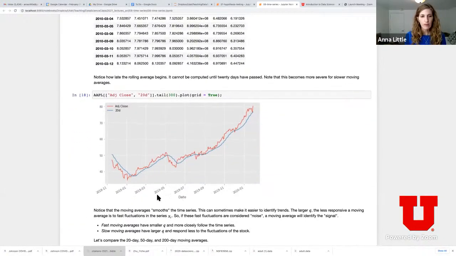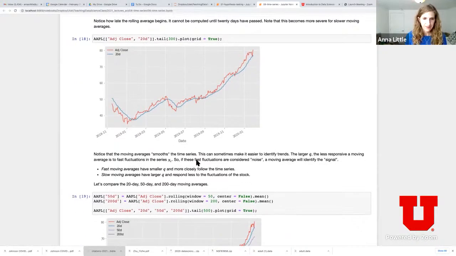Now if we make a plot of the adjusted close together with the 20-day average, we can see that this average exhibits a lot of the same patterns as the red curve, but it's nice and smoothed out. This makes some of the long-term trends a little easier to see.